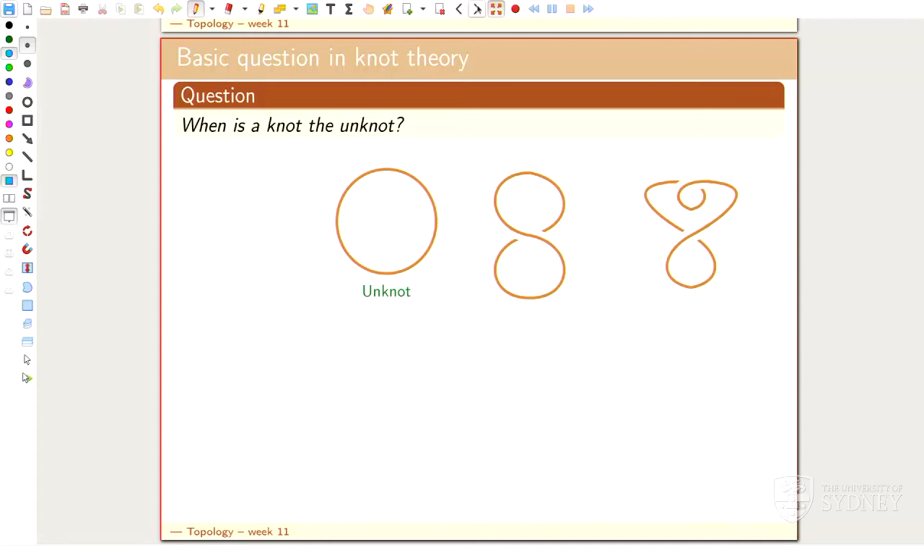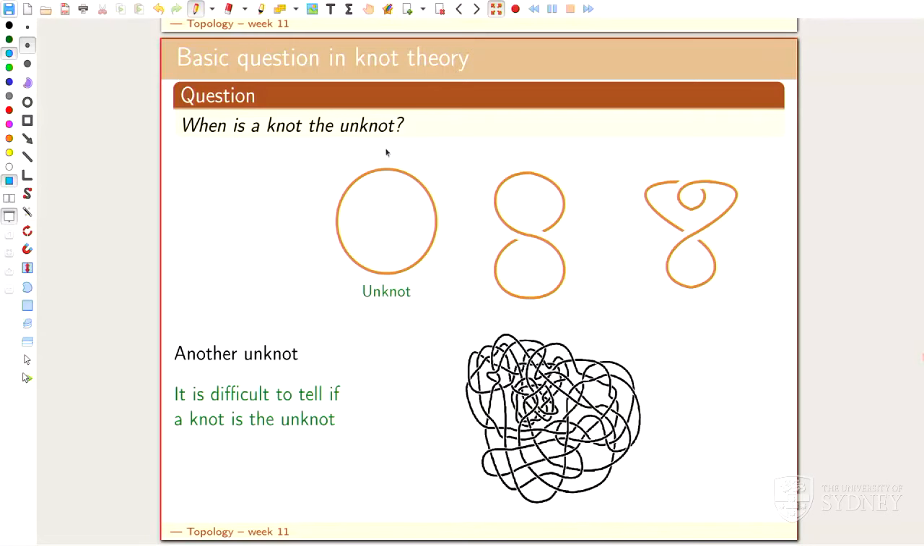Exactly like for the surfaces, we somehow need the machinery that tells us whether a picture represents a certain type of knot or not. So all of these are trivial. All of these are unknots. And this one is much more delicate. It actually looks much longer.